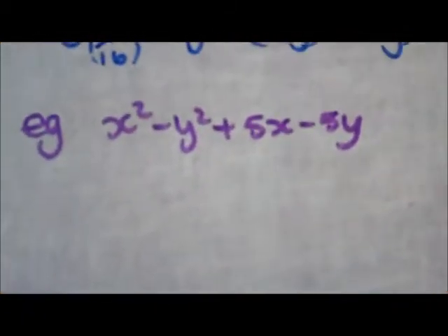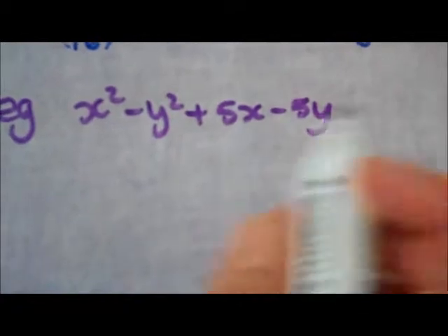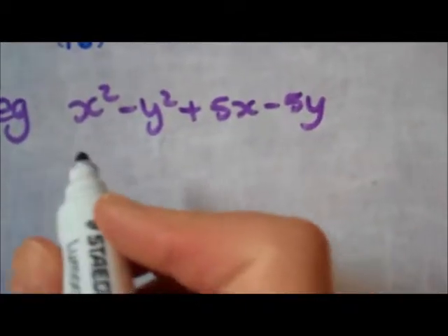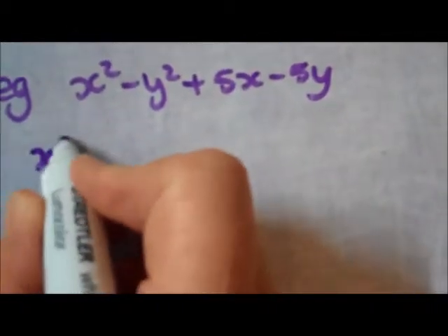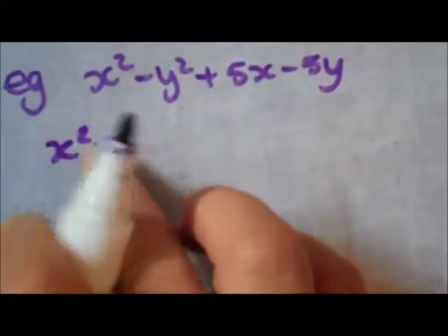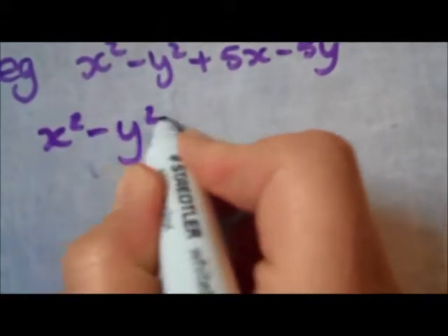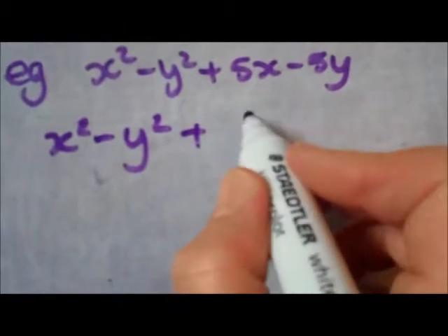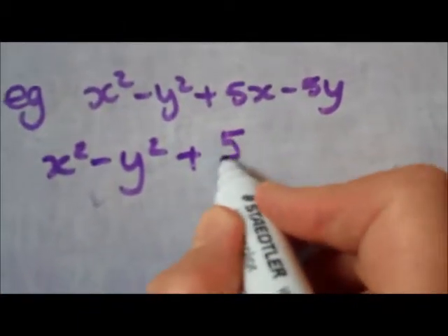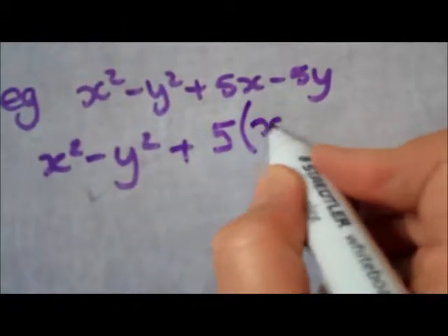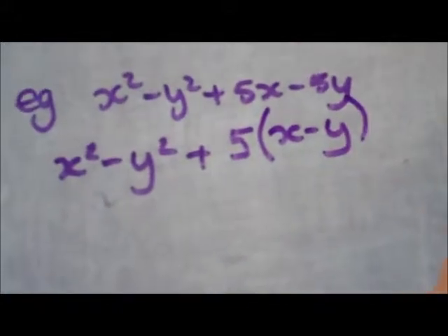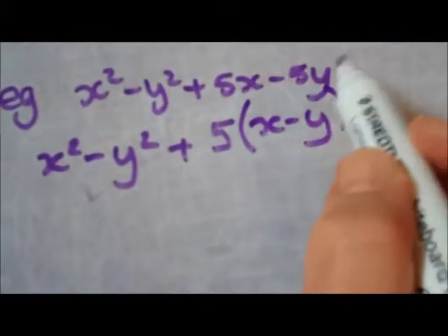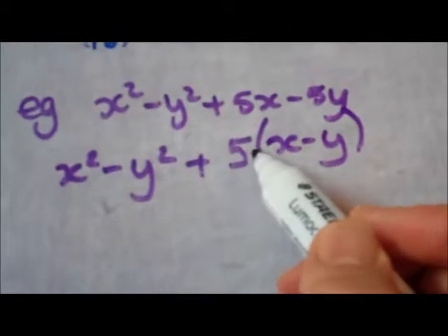Let's have a look at this example now. Nothing stands out really as a common factor at all. But what we can do is break it up into two pieces. x squared minus y squared plus 5 times x minus y. Can you see that there's a 5 and then there's x minus y in there? I've taken out the 5 as a common factor.